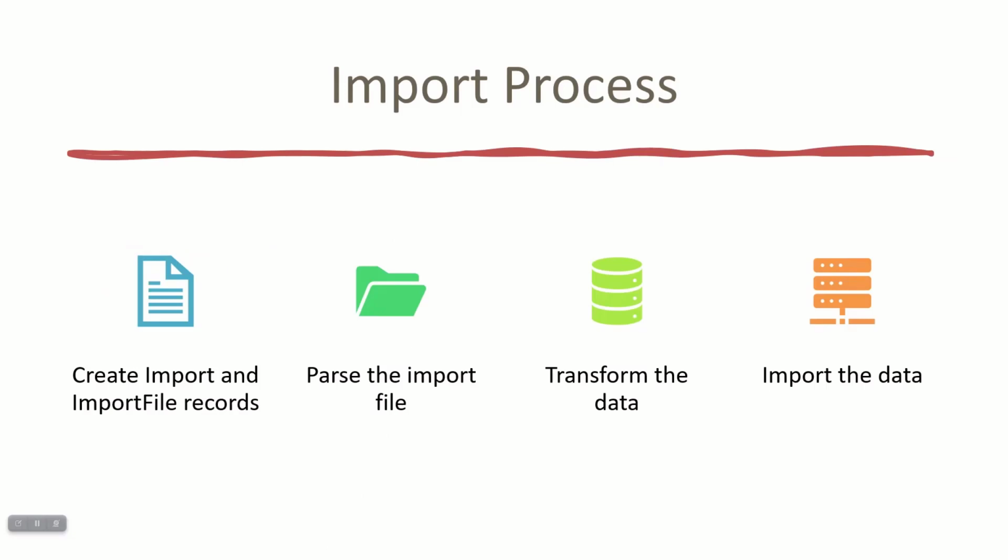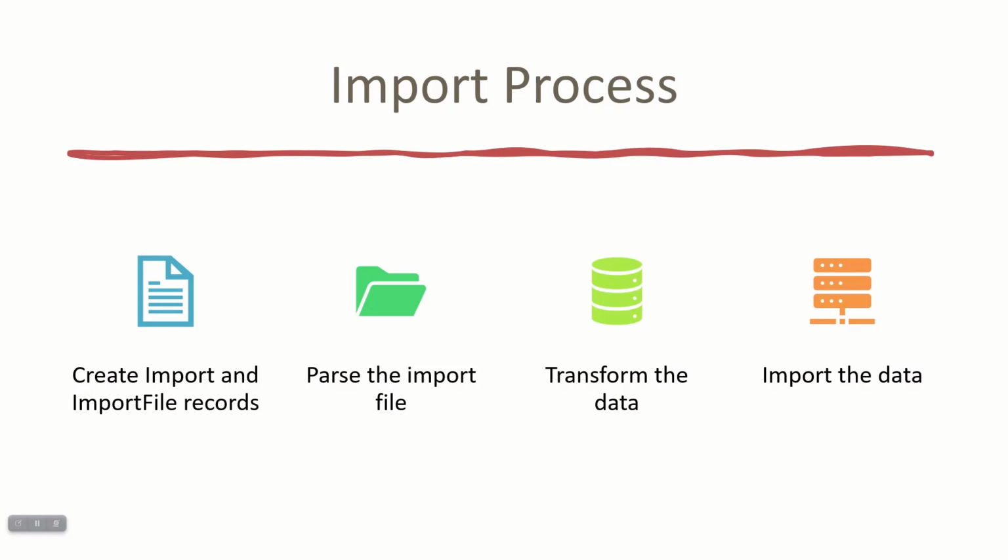The process is actually pretty simple, and if you think about how you would do it manually, it's the same exact thing. The very first thing that happens is you create an import record and then an import file record. These two work together. The import file has all the data. The import record really just tells it that you're going to be creating or updating data.